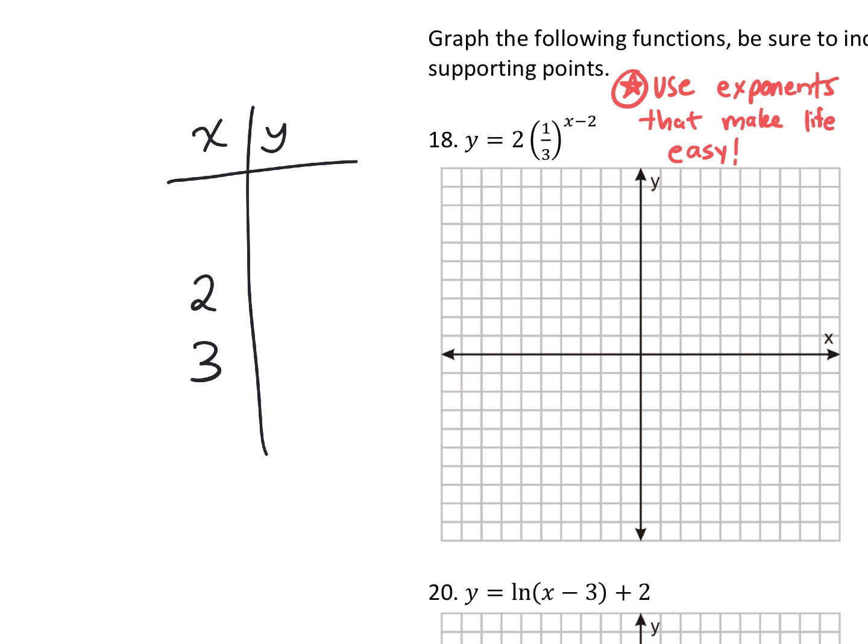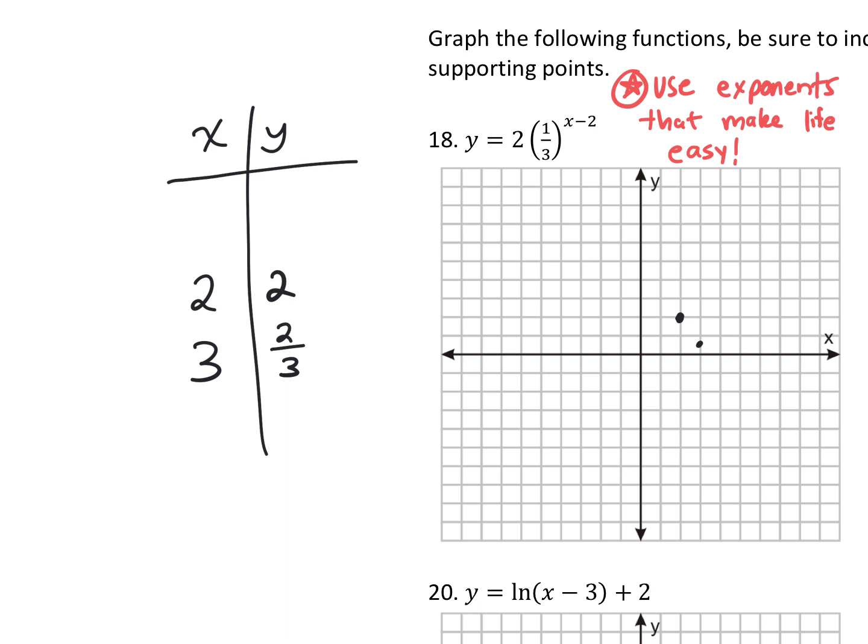So when I plug in 2 for x, I get 0 as an exponent. So it's really 2 times 1. So our point (2, 2) is on the graph. If I plug in 3 for x, my exponent is 1. So I really have 2 times 1/3, or 2/3. Just to help make sense of things, I'm going to go ahead and plot those points now: (2, 2) and (3, 2/3).